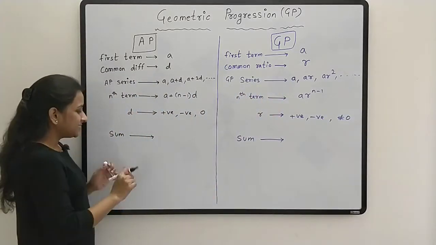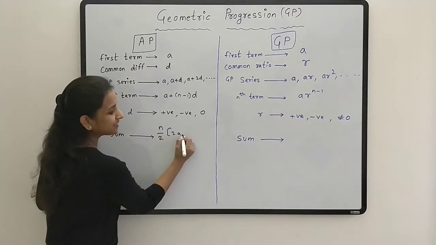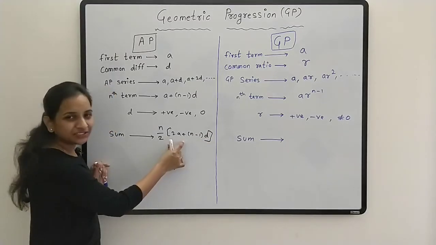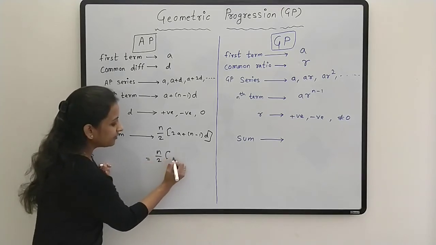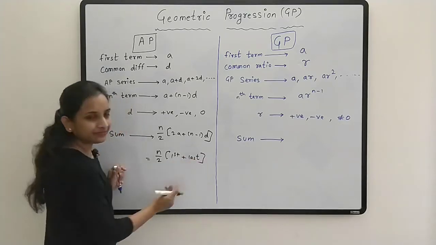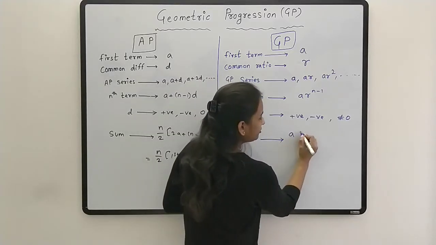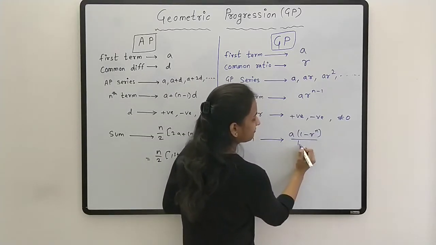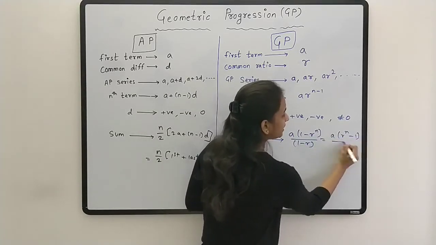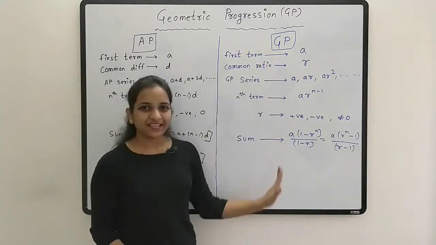Okay. To find sum of first n terms of AP series, formula is n by 2 (2a plus (n minus 1)d). The proof for this we have already seen in previous video. This formula we can write it as n by 2 (first term of AP plus last term of AP). Okay. Sum of first n terms of GP series is A into (1 minus R power n) divided by (1 minus R). This can be written as A into (R power n minus 1) divided by (R minus 1). Understood? Understood the difference between AP series and GP series?